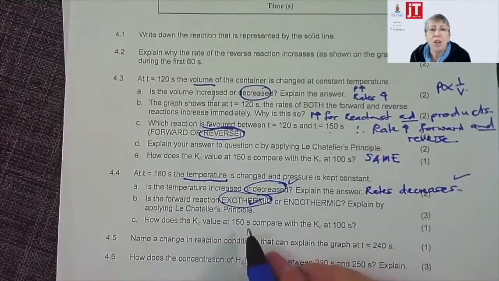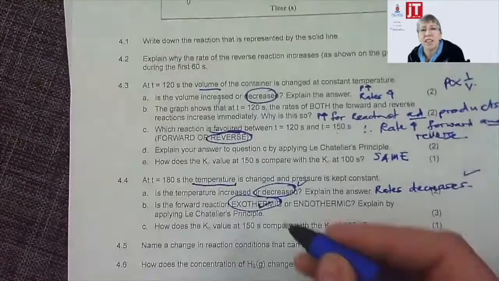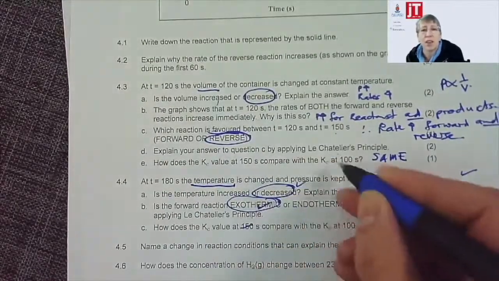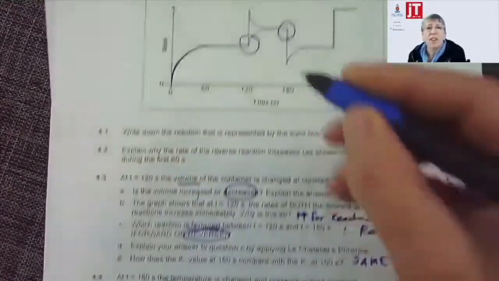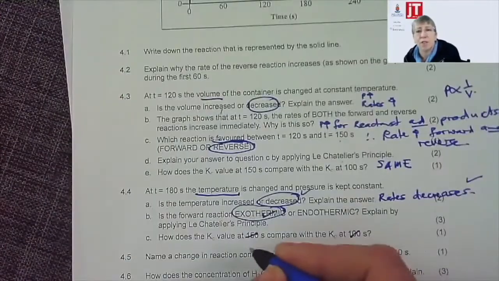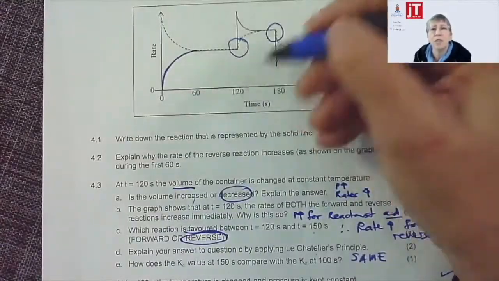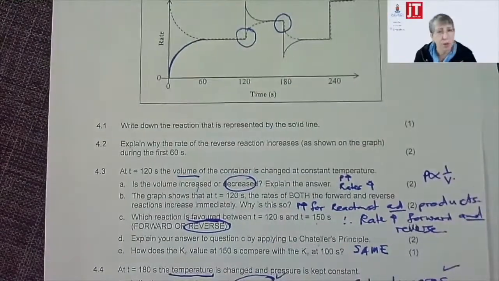How does the value of Kc at 150 compare with 180? Oh, I think this is a typing error, right? We've actually copy and paste there. Right, so I'm not looking at 150. I'm looking at around 200 and at 150. Right, 200 over there, 150 over there. What do we have between there and there?